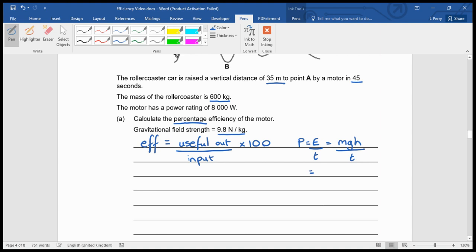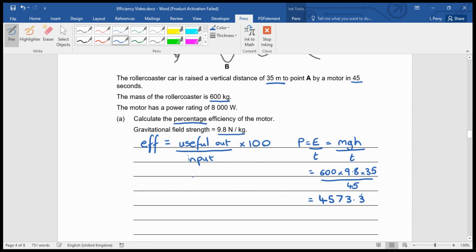So I put my numbers in. So mass was 600, gravitational field strength 9.8, height 35 meters in 45 seconds. I will type all of that into my calculator. 600 times 9.8 times 35 divided by 45 is 4573.3 recurring. That is my useful power output.